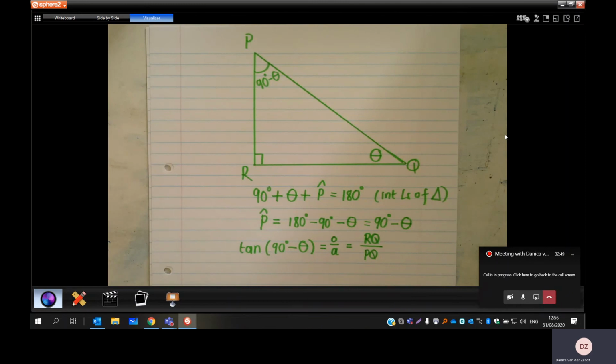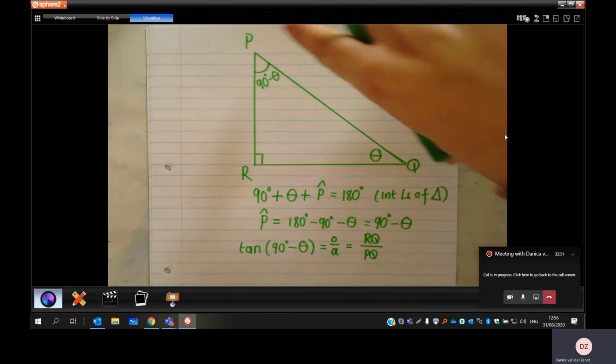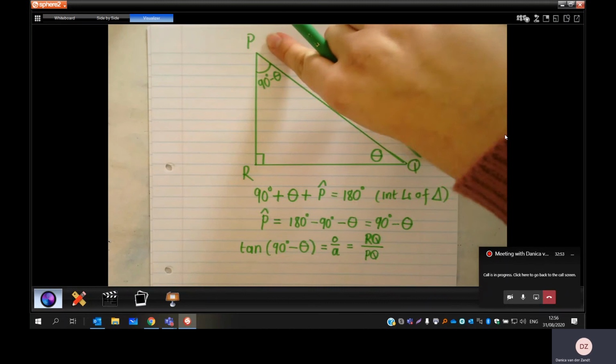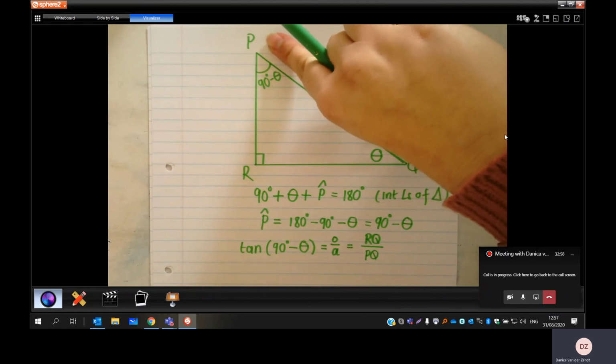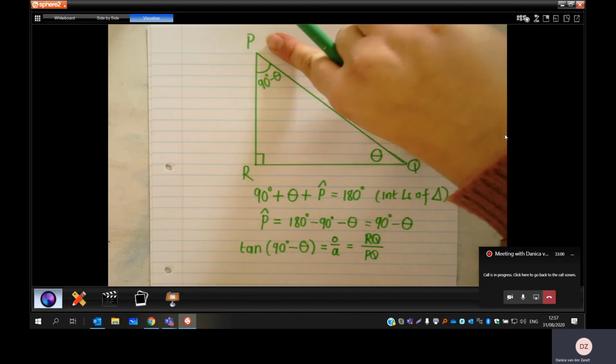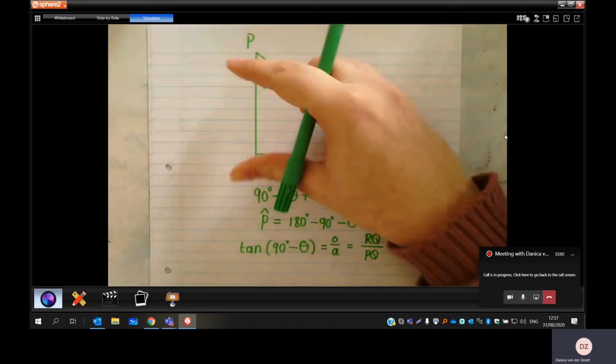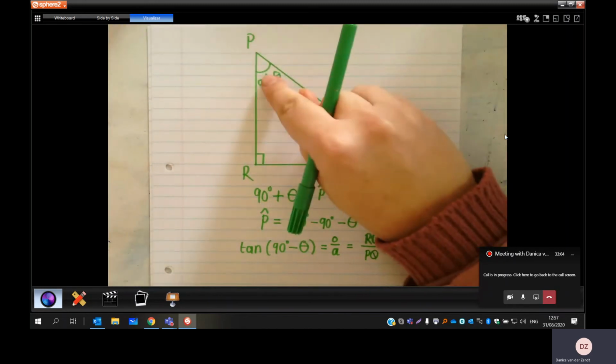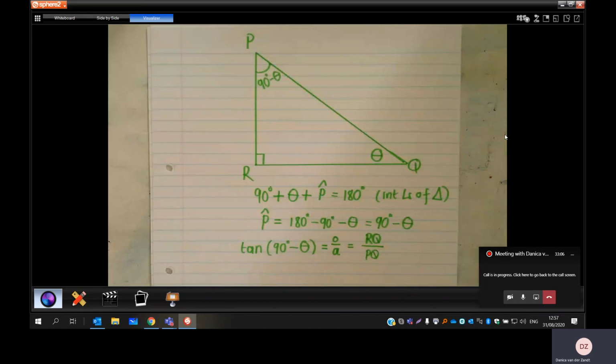It never changes. So that is why PQ, even though it's touching the angle and therefore is technically adjacent, is not the adjacent that we are referring to, because that is always my hypotenuse. The adjacent is the other one still touching the angle.